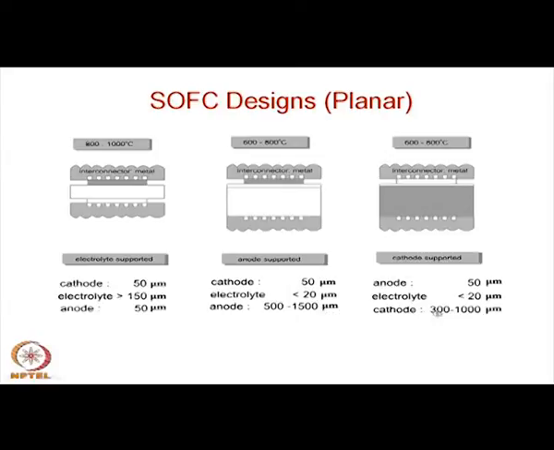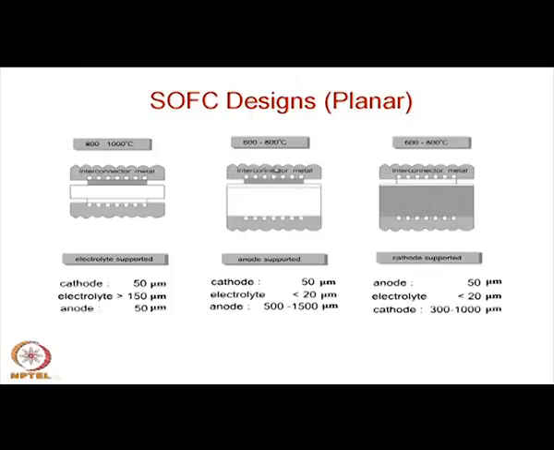Here cathode is about 300 micron to 1 millimeter, and electrolyte is still less than 20 micron, and the top anode layer is all the time 50 micron. So this is the sandwich structure of one single cell. This is the design of the anode supported, and this is cathode supported. The current trend of course is primarily the anode supported one. The anode is again porous. Now, interconnect here is in a different form.